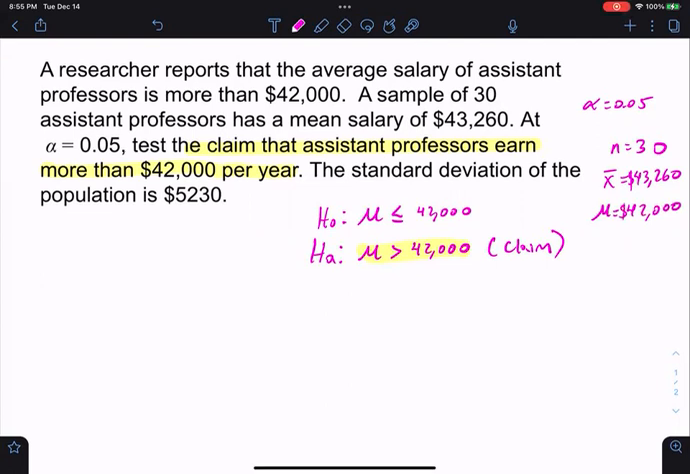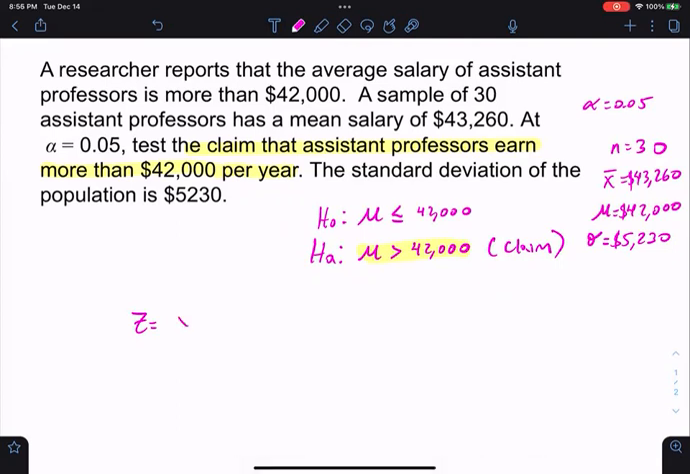And the standard deviation of the population, so that's sigma, right? It's 5,230. So what you need to do is very simple. You just need to do the Z test, because we have all the conditions. The sample size is 30. What else did they say here? They give us the population standard deviation. Okay, so we can assume normality, even though they don't mention it here.